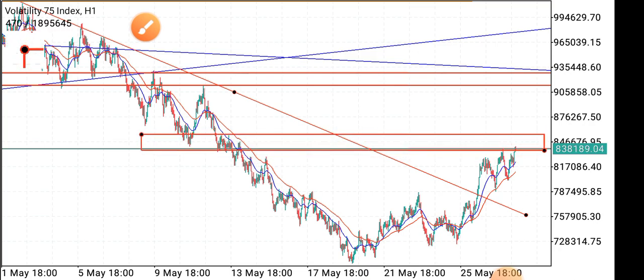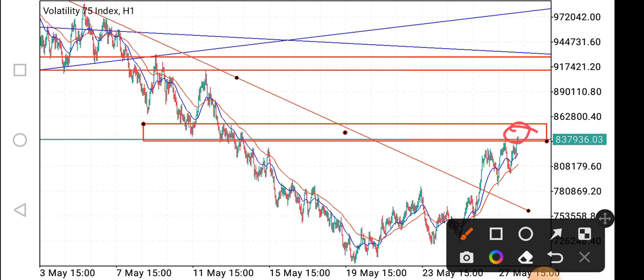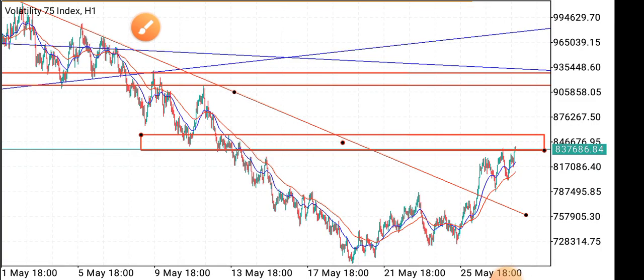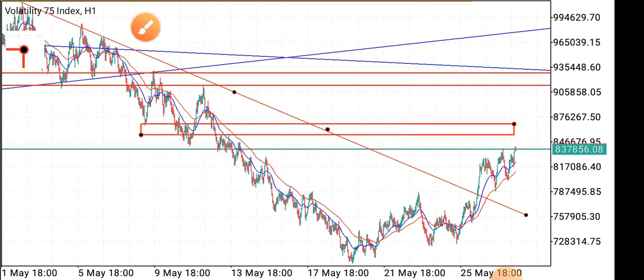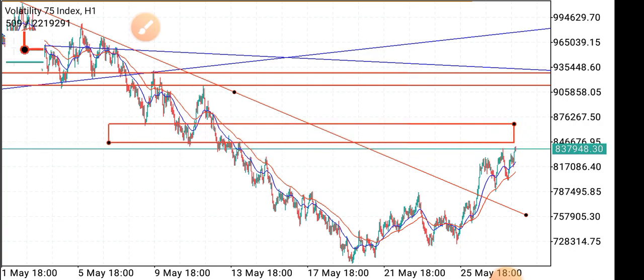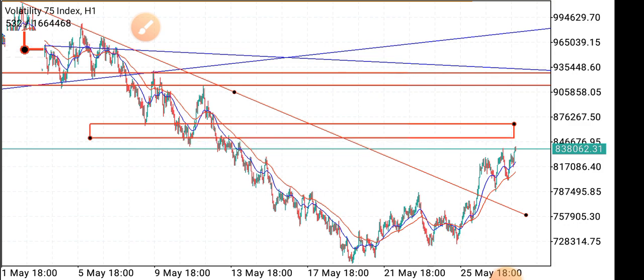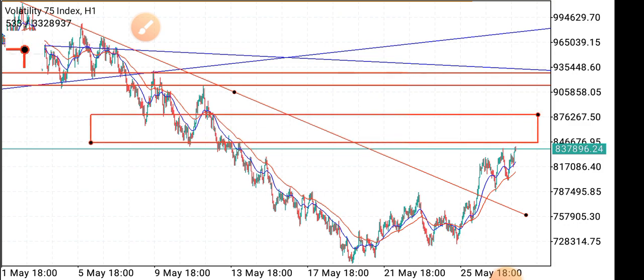So you can see now, the market is very close to the resistance area, which is this zone here. Are you getting it? This zone here. I need to put this one like this. This zone here.